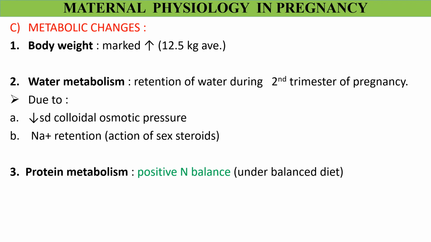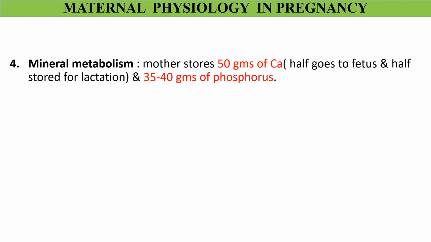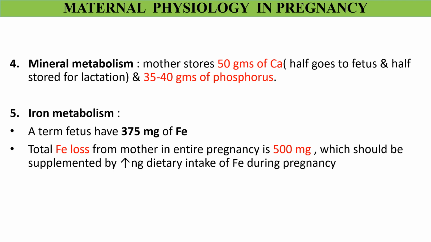When diet is balanced and adequate, then there is nitrogen retention in the body and positive nitrogen balance happens in a pregnant female. During pregnancy, the female stores about 50 grams of calcium and 35 to 40 grams of phosphorus. Total iron loss from the mother's body in entire pregnancy is about 500 milligrams, which should be supplemented by increasing the dietary intake of iron during pregnancy.